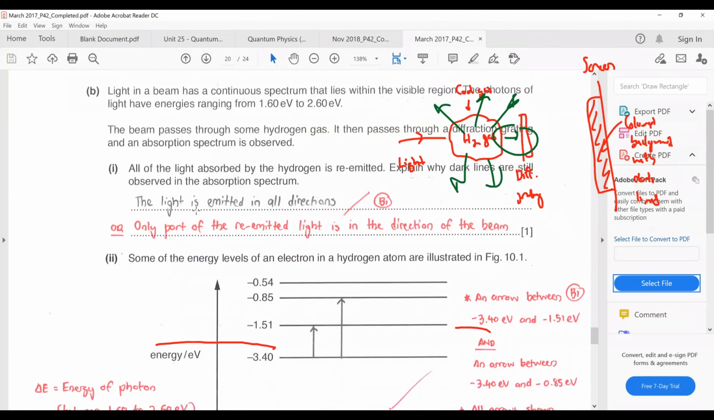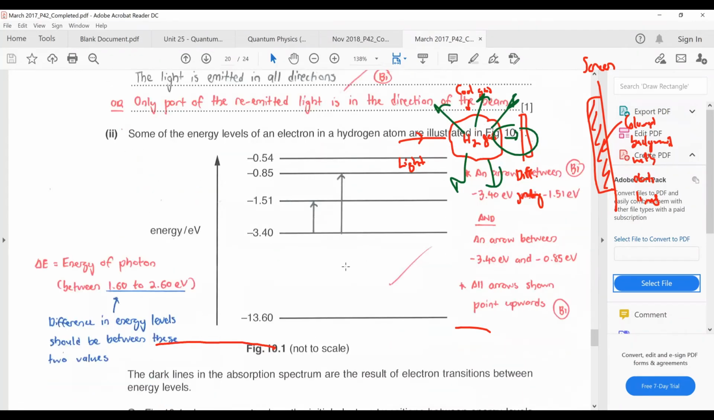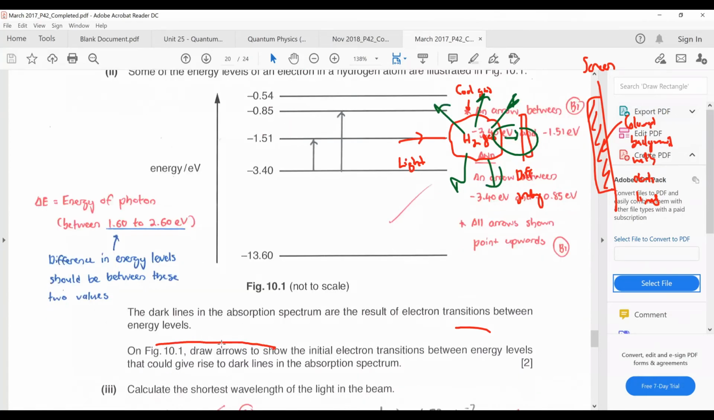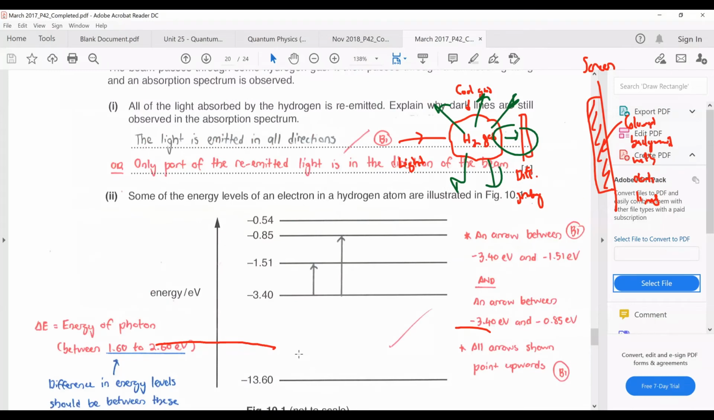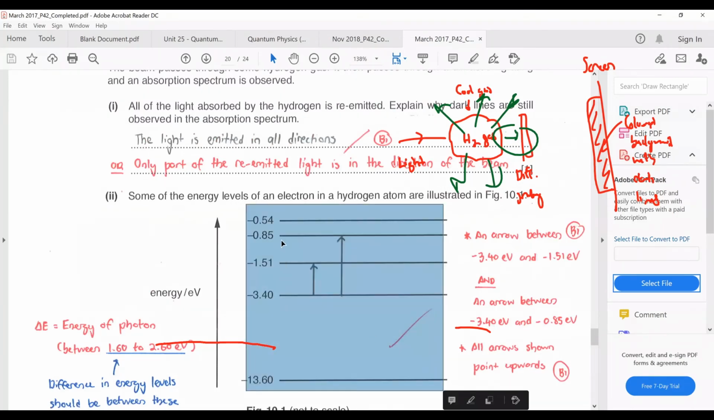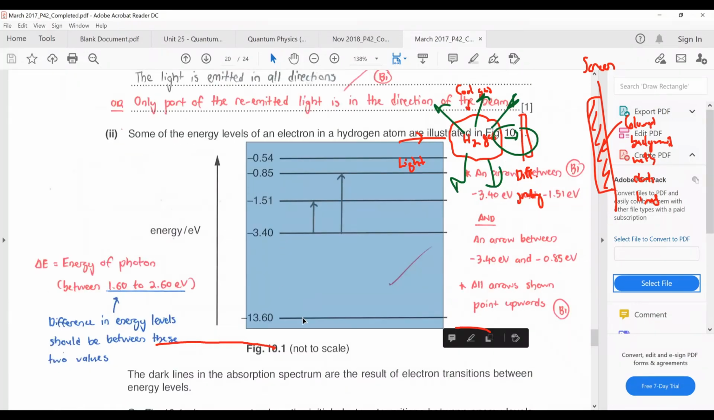Okay. Now, for part 2, some of the energy levels of electron in the hydrogen atom are illustrated here. The dark lines in the absorption spectrum are the result of electron transitions between energy levels. On figure 10.1, draw arrows to show the initial electron transitions between energy levels that could give rise to the dark lines in the absorption spectrum. Okay, so this one for the hydrogen atom, this is the electron energy levels. And then they tell you the dark lines here are the result of the electron transitions between the energy levels.